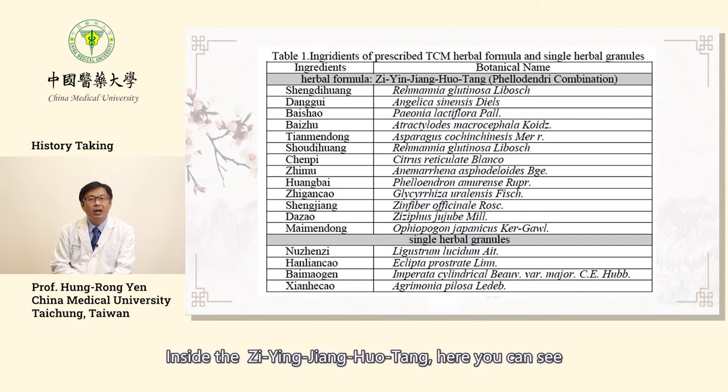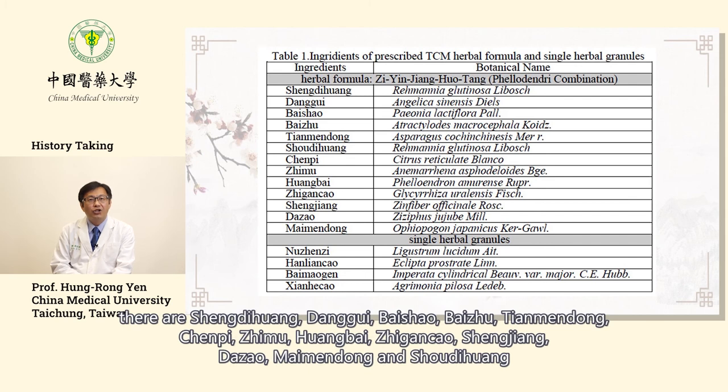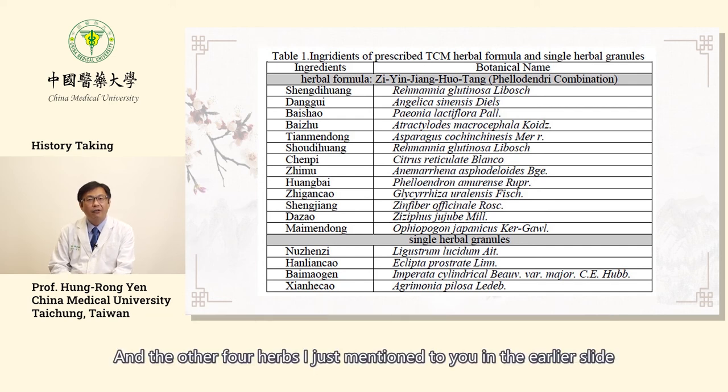Inside the Zi Yin Jiang Huo Tang, here you can see there are Shen Di Huang, Dang Gui, Bai Shao, Bai Zhu, Tian Men Dong, Chen Pi, Zhi Mu, Huang Bai, Zhi Gan Cao, Sheng Jiang, Da Zao, Mai Men Dong, and Shen Di Huang. And the other four herbs I just mentioned to you in the earlier slide.